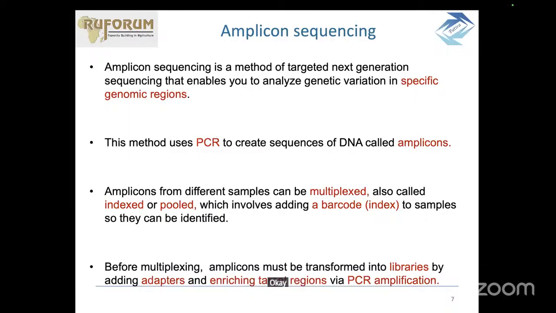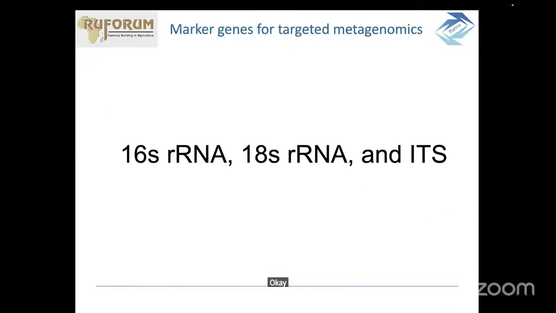Okay? So before multiplexing, amplicons must be transformed into libraries, so you add your adapters, and then you enrich your region via PCR amplification. Without these markers, you will not be able to do your amplicon or targeted 16S. It's targeted metagenomics, so I'm going to take some time to talk about these markers here.